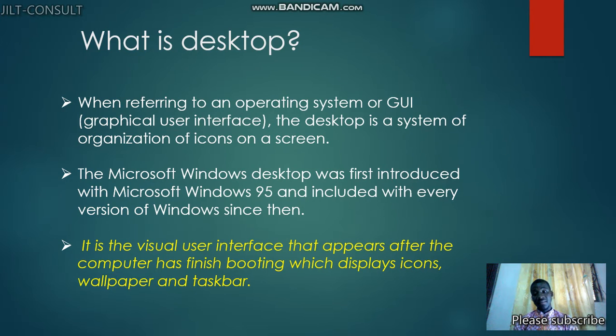Now, final definition that I would like you to memorize and take that one for exams and any other place you go: a desktop is the visual user interface that appears after the computer has finished booting, which displays icons, wallpaper, and task bar. Good. So you should be able to know this particular one. It's more practical than the rest. This one is very practical. It's just telling you that when you turn on your computer, what you see is your desktop.